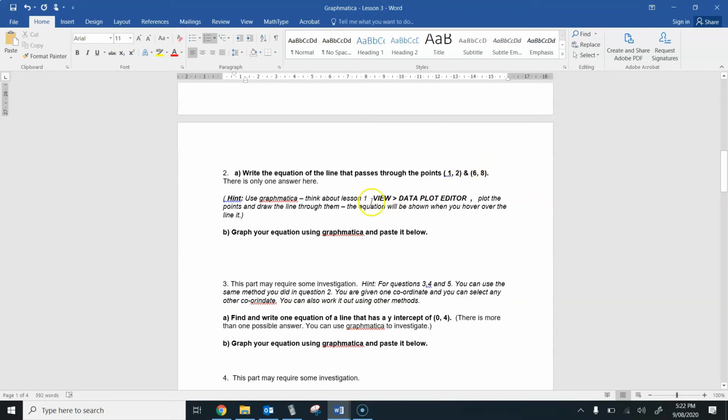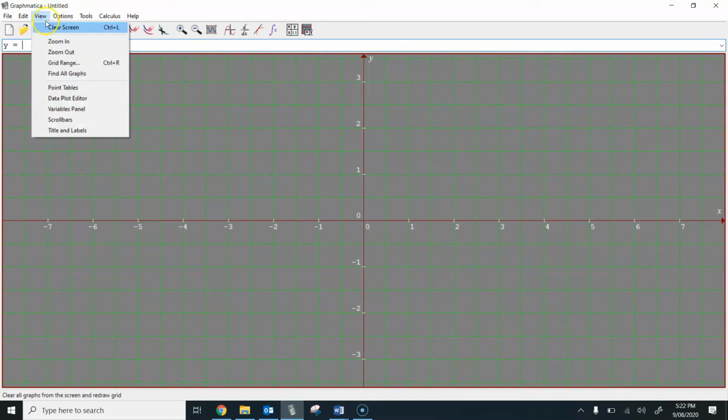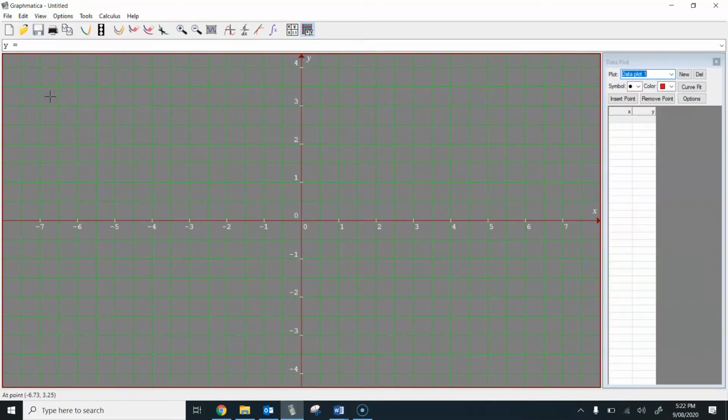So I've put a hint here. Go back to lesson 1. So view, data plot editor. That's where you added in points. So the coordinates are 1, 2, and the other coordinate is 6, 8. So if you go to Graphmatica, view, data plot editor, you type in the points 1, 2 and 6, 8.